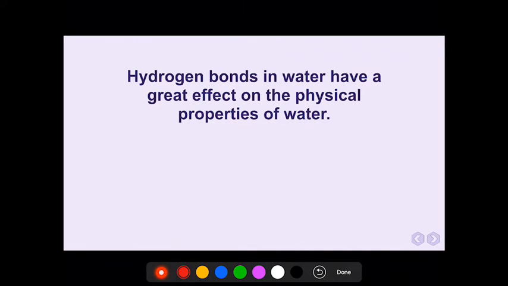But hydrogen bonds in water have a great effect on the physical properties of water, and we'll talk about that when we get to the chapter on water. For instance, why does ice, as a solid, not sink in the liquid state of water, H2O? There's an actual reason for that. It's based on the hydrogen bond. So it's actually pretty neat.